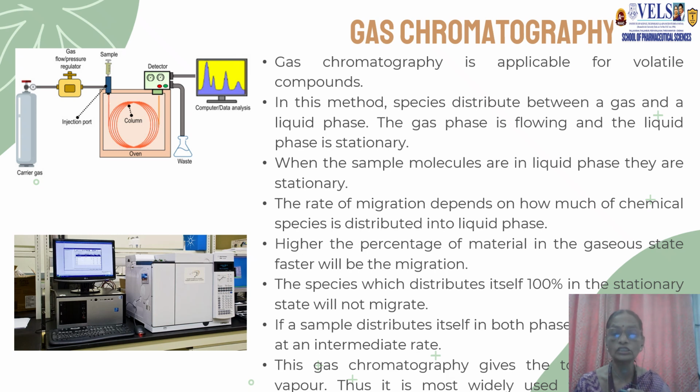The species which distributes itself 100% in the stationary phase will not migrate. Others are retained, then eluted from the column, and detected in the detector as a signal. If a sample has more affinity towards the mobile phase, it can easily pass out along with the solvent, which is not a good separation. Gas chromatography gives us the total vapor pressure value that is most widely used for the separation of the compounds.